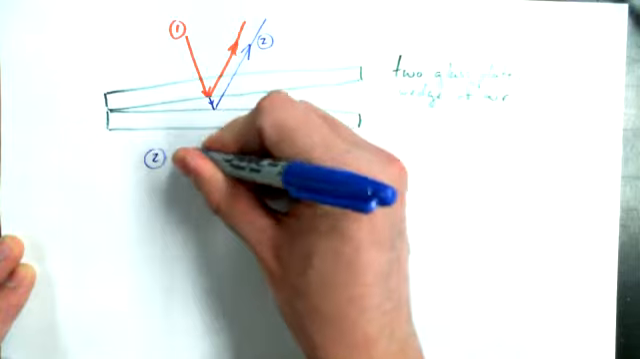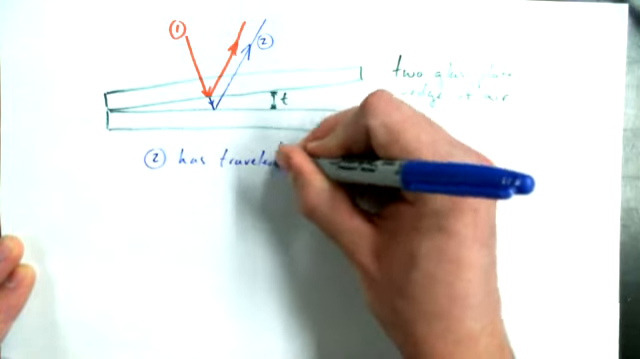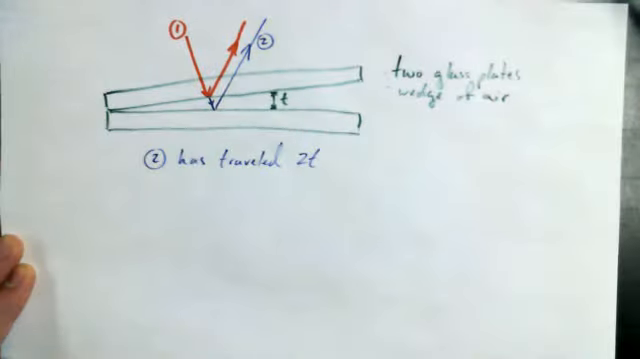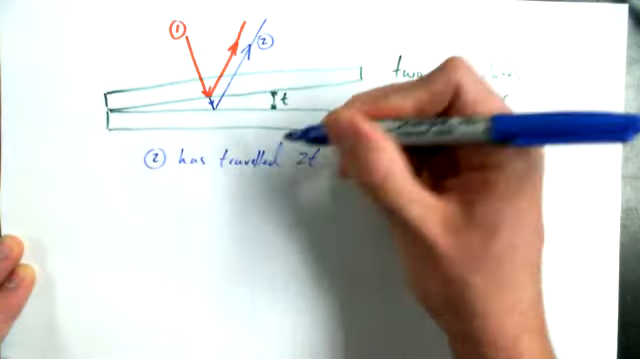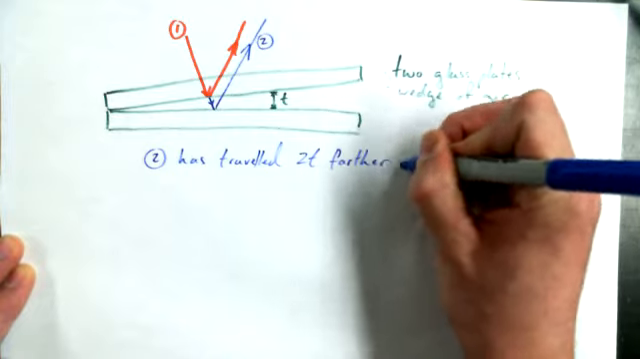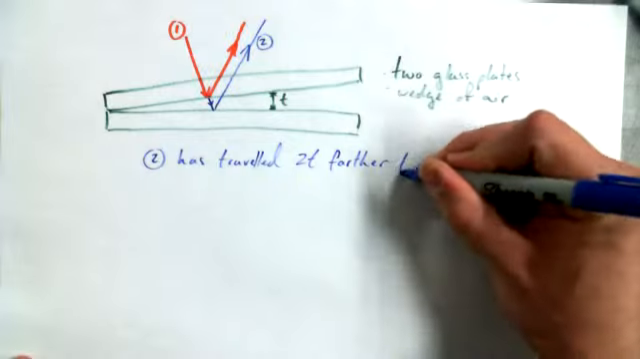So 2t farther. Okay, vector 2 has had the opportunity now to travel for an extra 2t in terms of distance farther than vector 1.